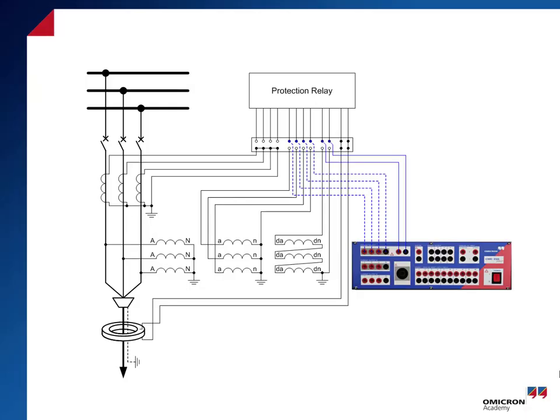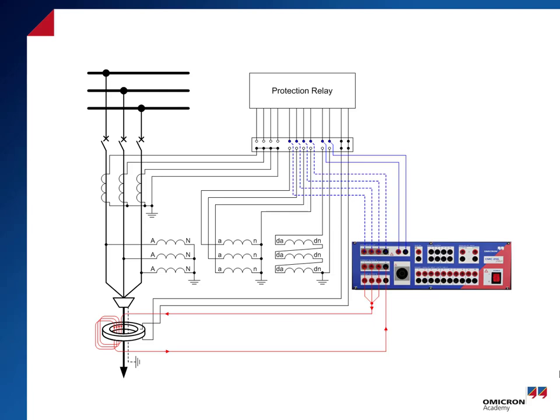When a cable type CT is used to measure the ground fault current, it is useful to perform the directional test with primary current injection. This implies that the CMC will be used as a primary test set. With this procedure, you can test not only the relay, but also the wiring of the cable type CT.